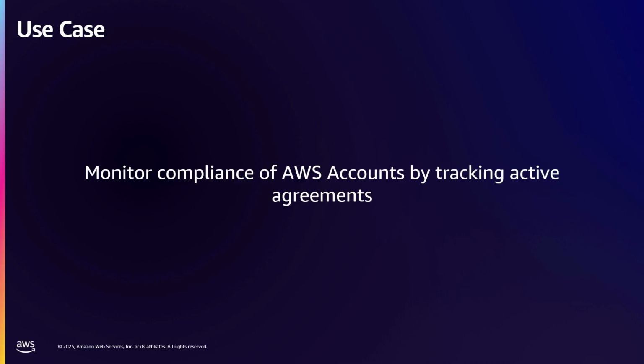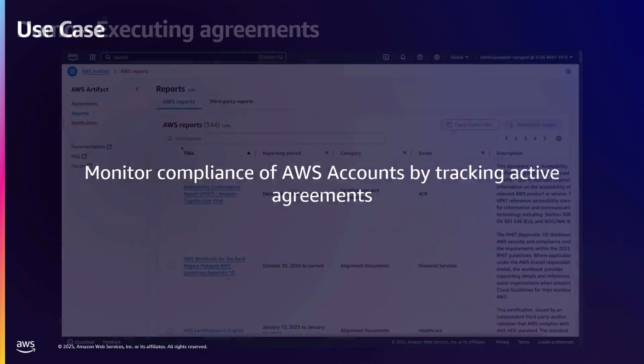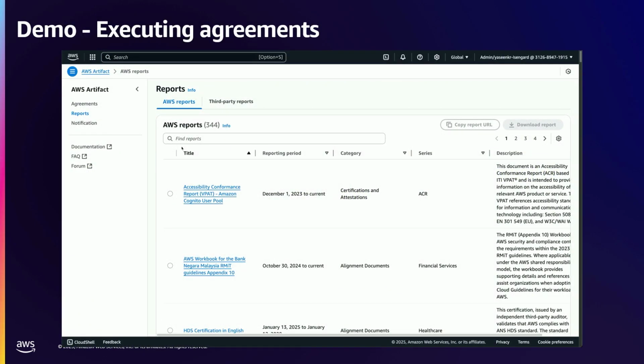OK, so let's get into our last use case here. I gave you an example of HIPAA agreement in the beginning, right? Now, how would you track if all the accounts that are going to deal with healthcare data have signed the business associate addendum in AWS Artifact? We have a way for you to do that, and I'm going to get into that one now. But before that, let's first have a quick look at how to actually execute an agreement in AWS Artifact, right? Let's look at that, and then we'll talk about how to monitor it, okay?